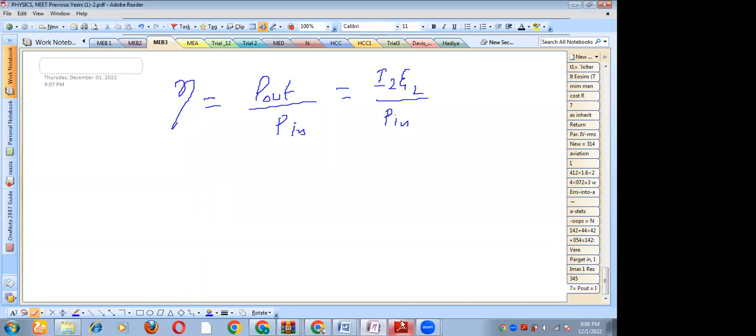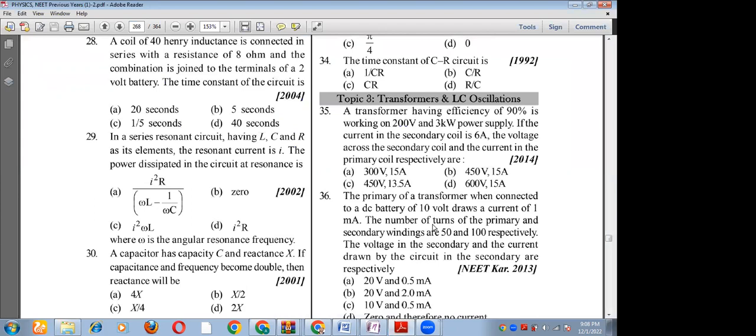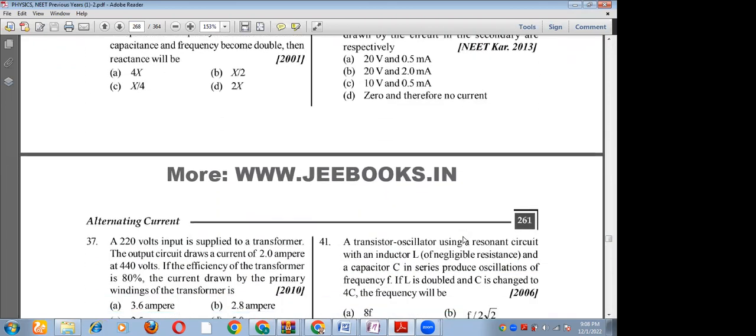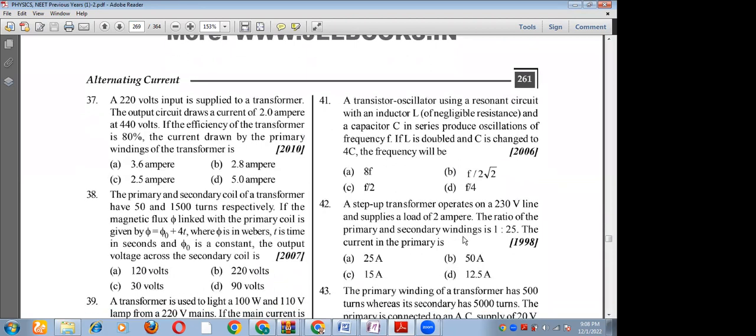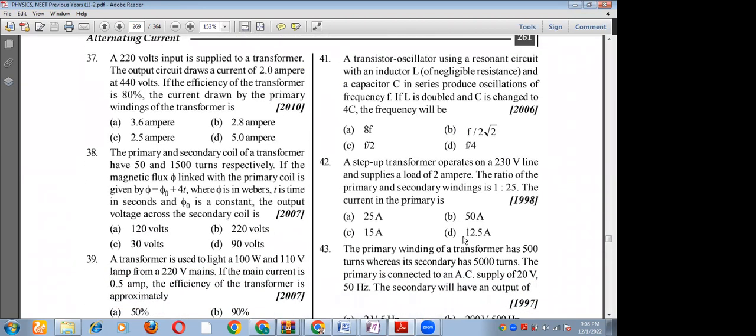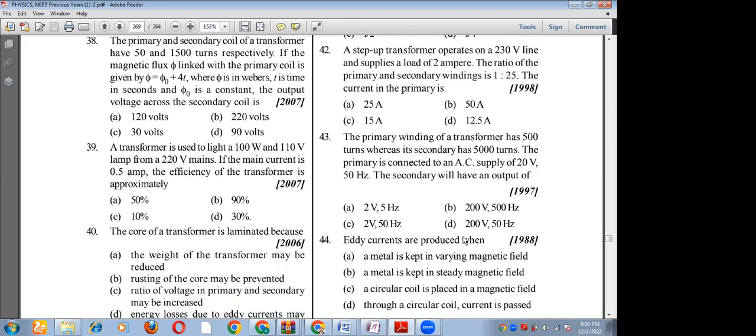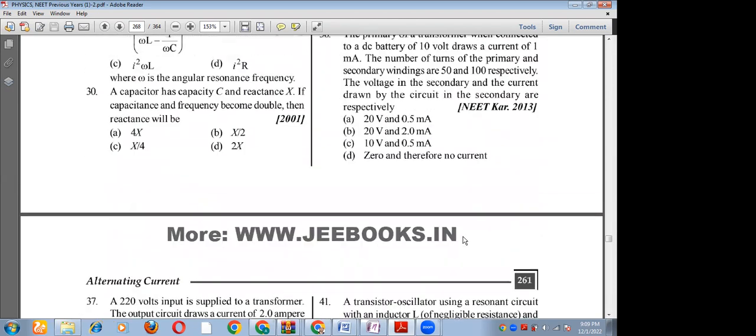So let us directly jump to the questions based on transformers. First we will do some basic questions. And also we have some idea, like a step up transformer means the number of turns in the secondary will be more than the primary. And in a step down transformer, the number of turns in the secondary is less than the number of turns in the primary. You know these things, we have a common idea, right? So let us do some questions.